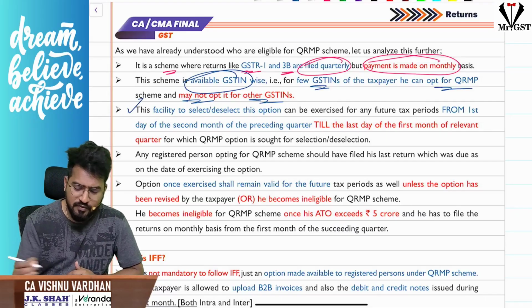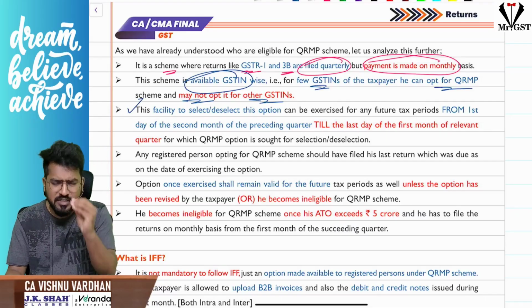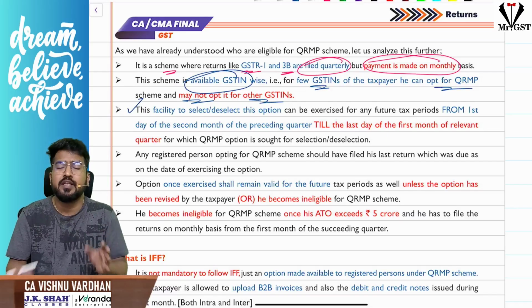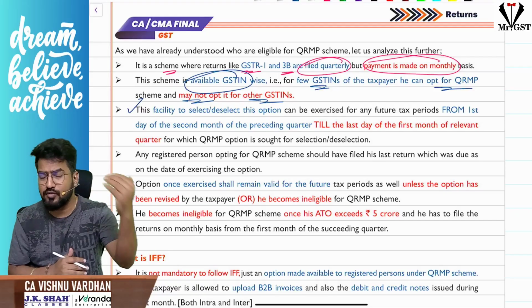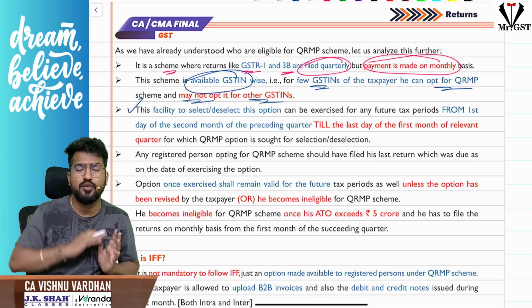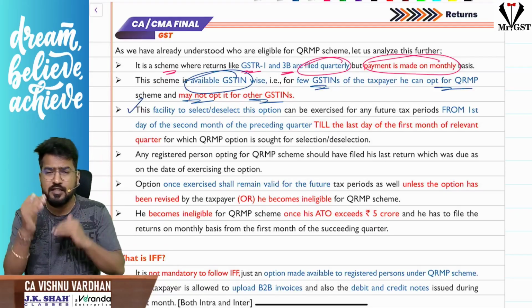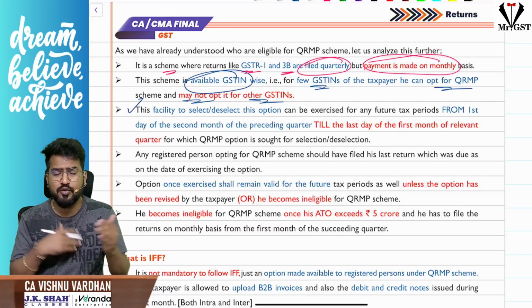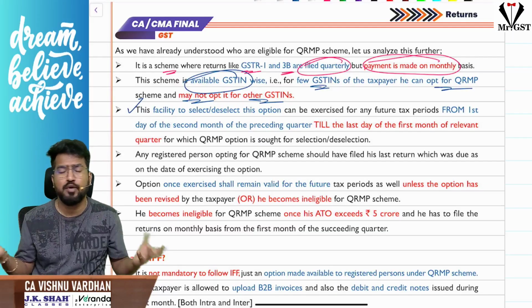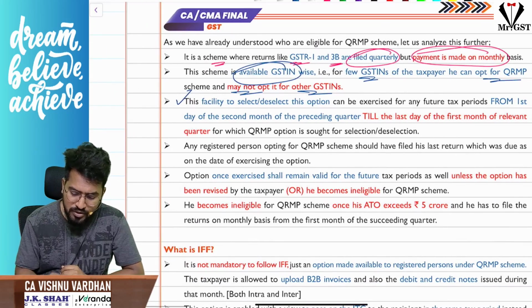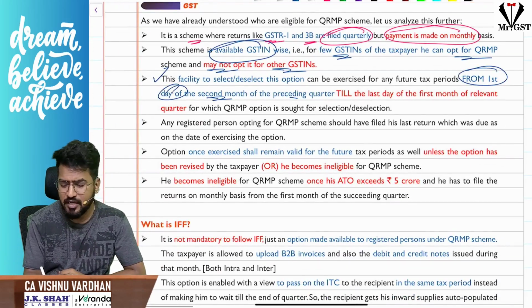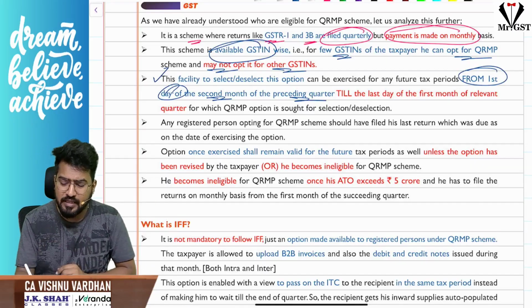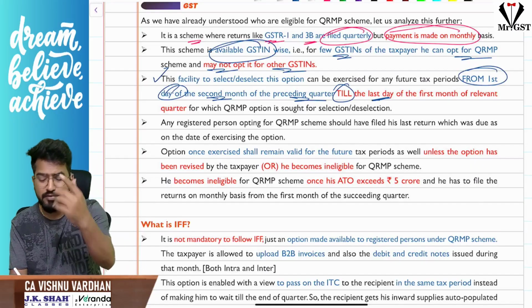The facility to select and deselect the QRMP scheme option is also available for every quarter. That means this quarter you can go with QRMP, next quarter you can go for monthly filing, the next quarter you can go with QRMP, and the next with monthly filing. That way you can keep on shifting in and out of QRMP. But this option to shift will be available to you only from the first day of the second month of the preceding quarter till the last day of the first month of the relevant quarter.